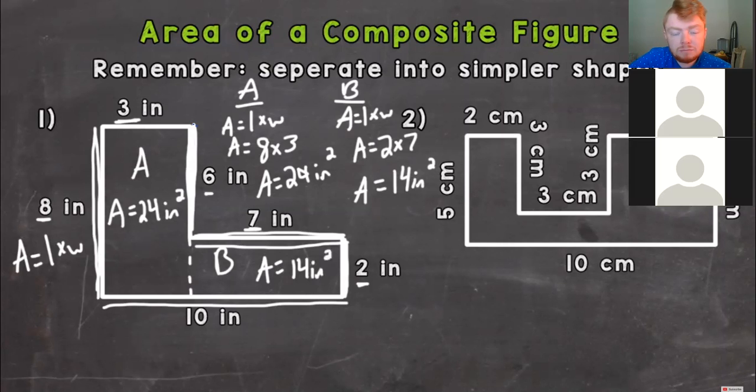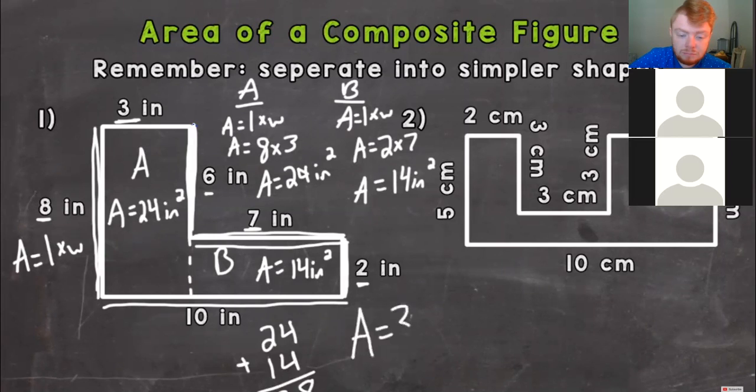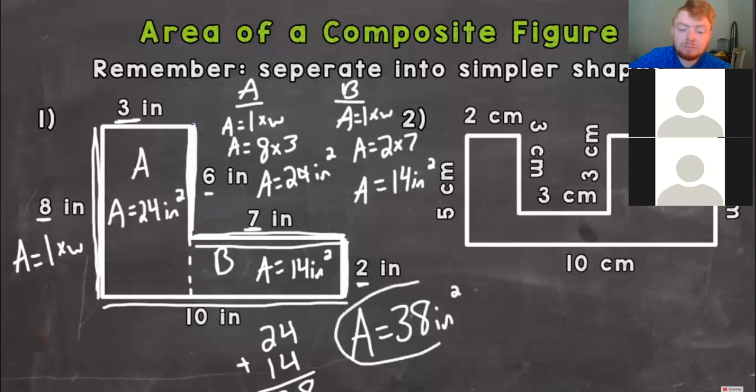So now that we have the area of the left rectangle and the right rectangle, we add those together in order to get the area of the whole shape. So we would do 24 plus that 14. And that gives us an answer of 38. So our final area is 38 square inches.